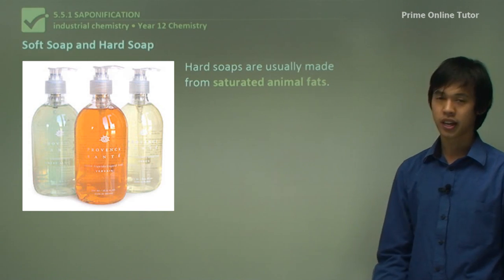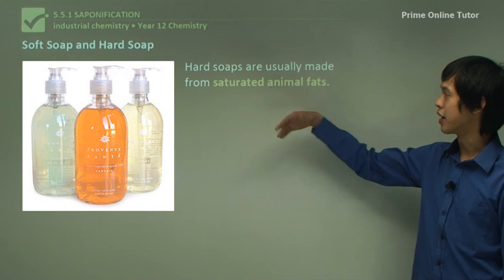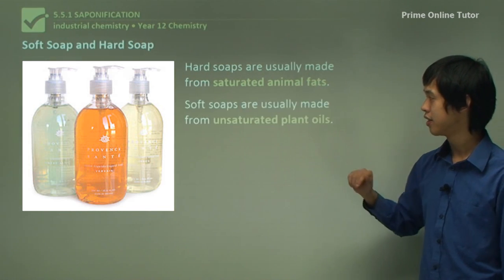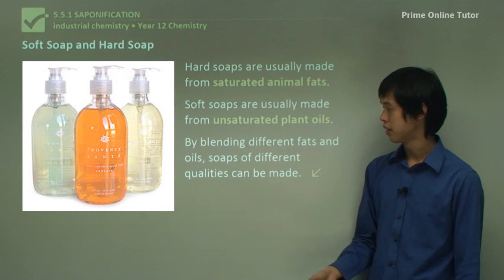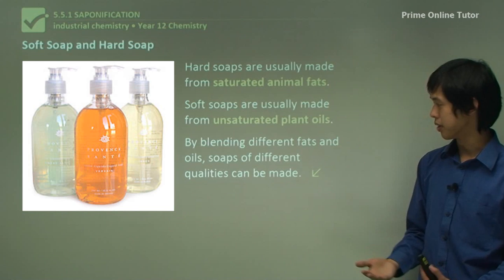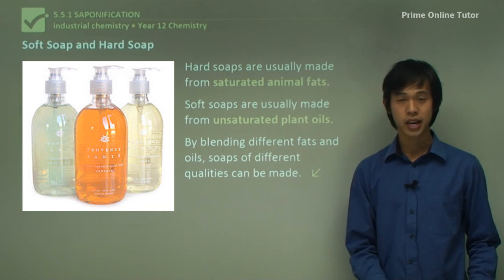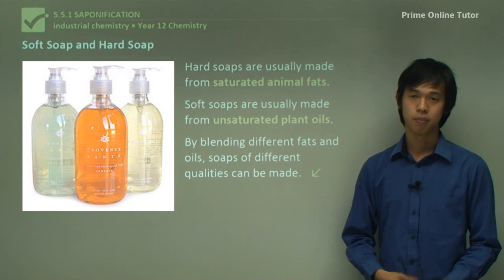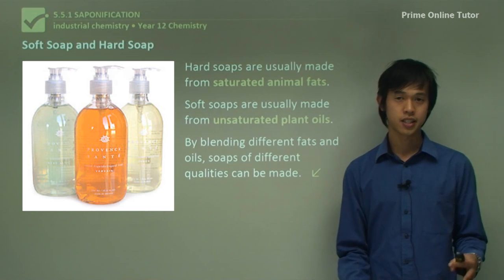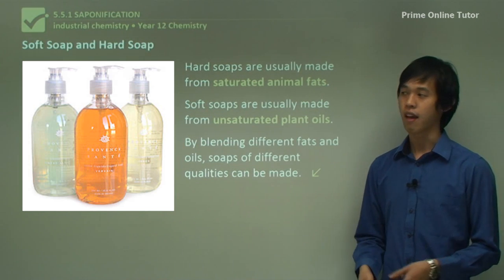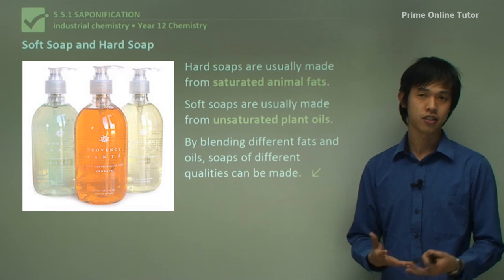So, soft soap and hard soap. Hard soaps are usually made from saturated animal fats, whereas soft soaps are usually made of unsaturated plant oils. Now, by blending different fats and oils, soaps of different qualities can be made, and that's how soap is generally produced. Okay? So that wraps up today's lesson on making soap. It's just a general overview of how soap is made.